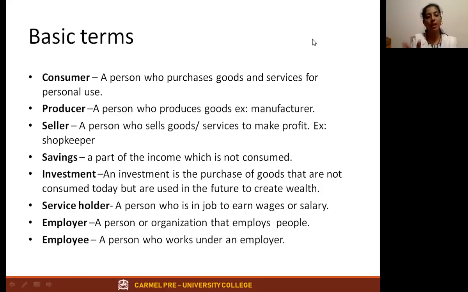These are the few basic terms which you are going to learn in this chapter. These are a few basic terms you hear in and around us.